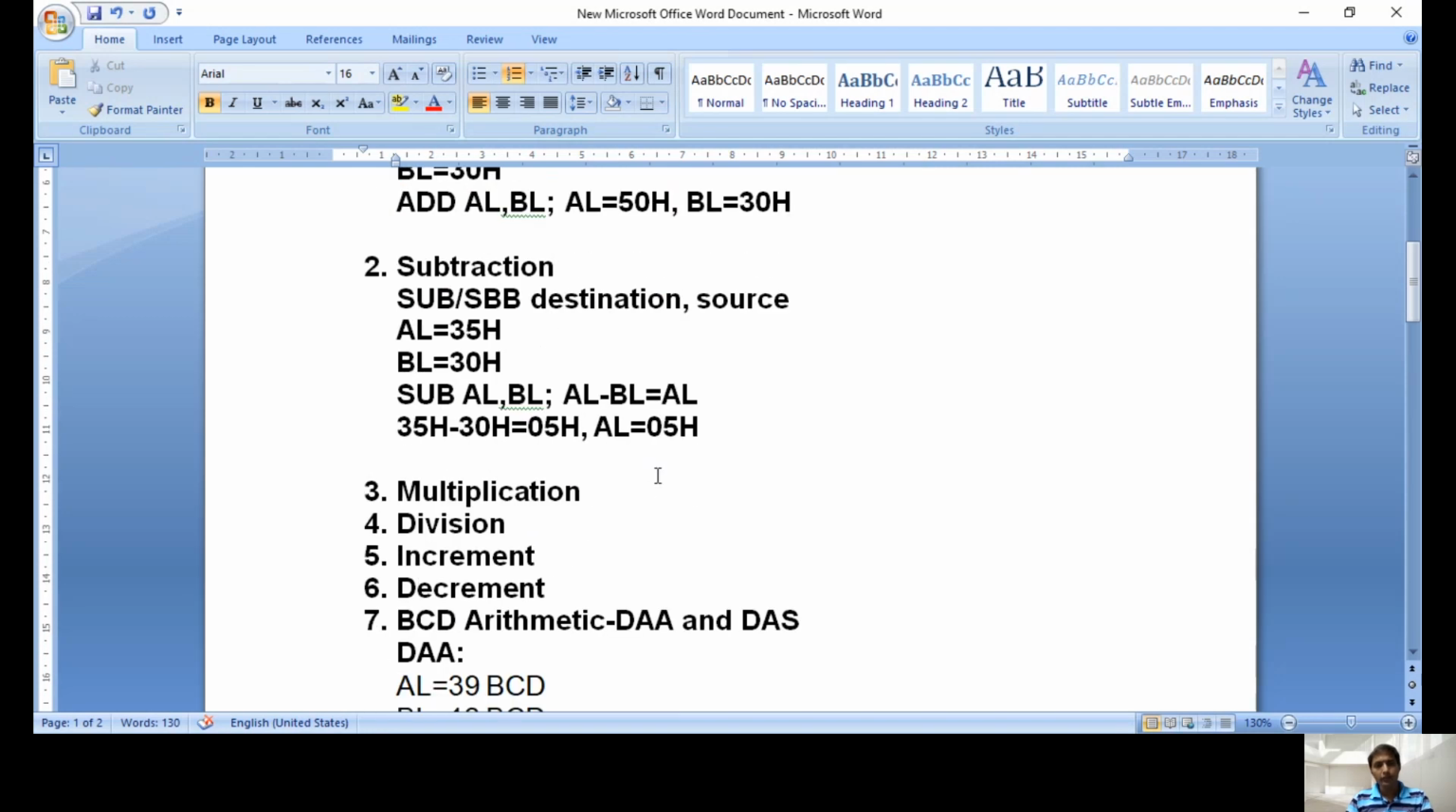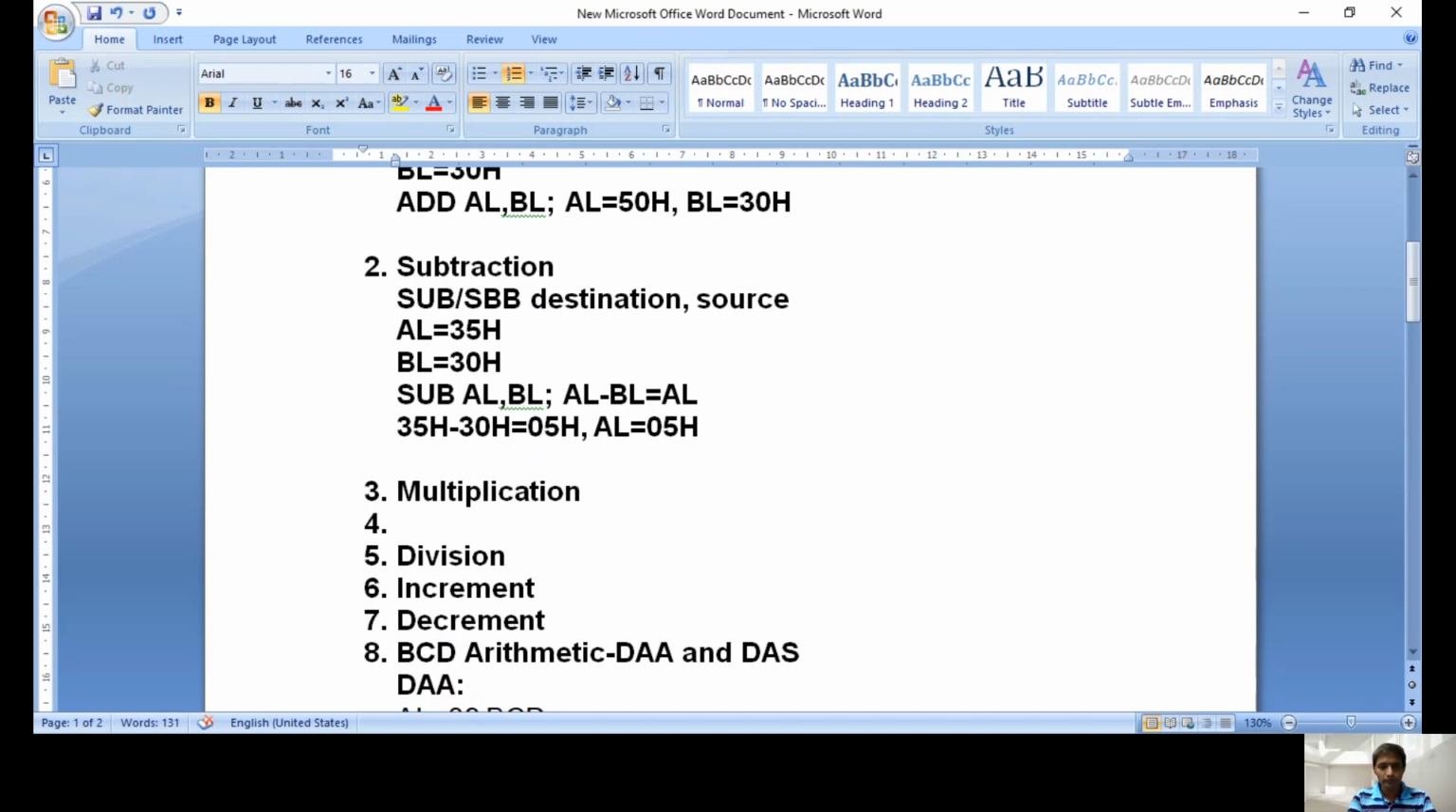Coming to multiplication, let us see what is multiplication. In multiplication instruction, here also the source content is multiplied with destination content and result is stored in the destination. Let us see syntax for multiplication. Syntax is MUL. So unsigned multiplication I am telling you. MUL source only. So which acts as a destination? Generally accumulator register acts like a destination.